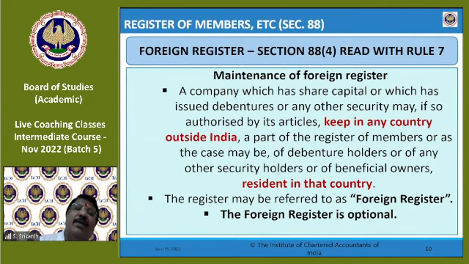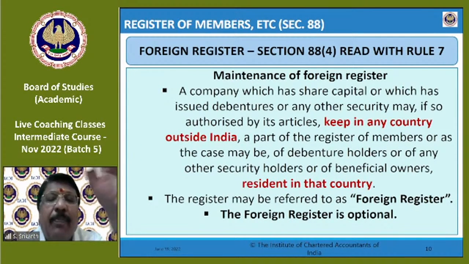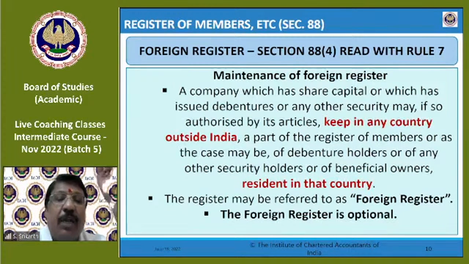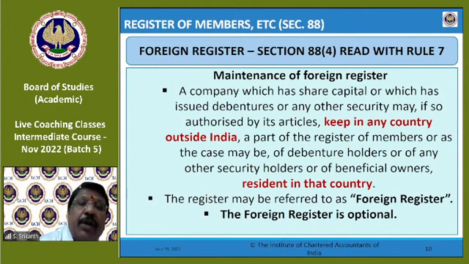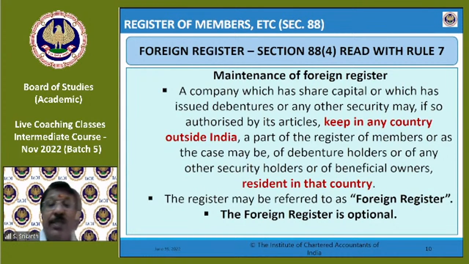Now we go to the foreign register, an interesting and important area. If you have shareholders who are outside India, then you can maintain a foreign register. A company which has share capital or which has issued debentures or any other security, if so authorized by its articles, may keep in any country outside India a part of the register of members, debenture holders, other security holders, or beneficial owners resident in that country.